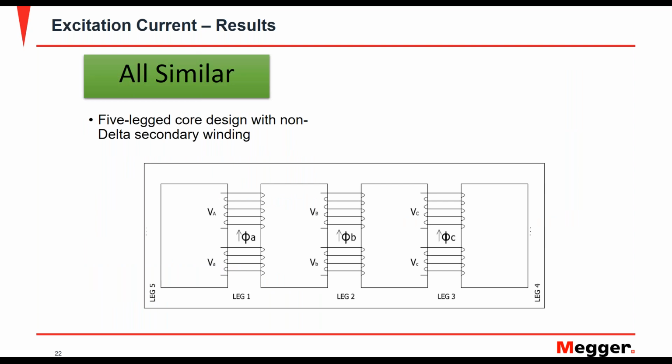And the last one that we will discuss today is the all similar pattern. In this case, all the excitation current traces for each phase are similar. This kind of response is seen for a five-legged core or a shell-type transformer, but that transformer generally will not have a delta secondary winding.